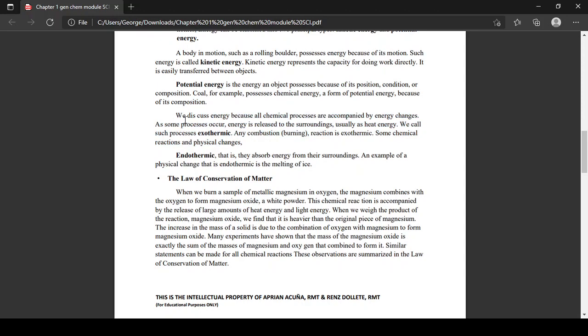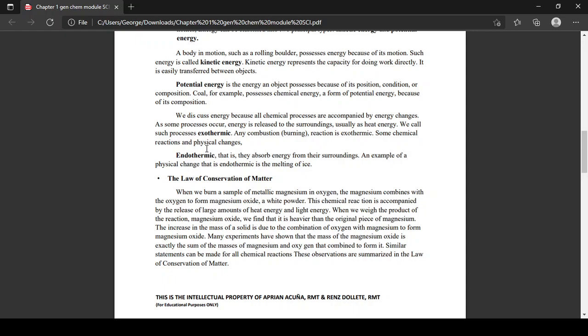We discuss energy because all chemical processes are accompanied by energy changes as some processes occur. Energy is released to the surroundings, usually as heat energy. We call such processes exothermic. Take note. Exothermic. So any combustion or burning reaction is exothermic. Some chemical reactions and physical changes. So before ko na explain, kids, let us go into your endothermic naman. Endothermic, that is, they absorb energy from their surroundings. An example of a physical change that is endothermic is the melting of ice.